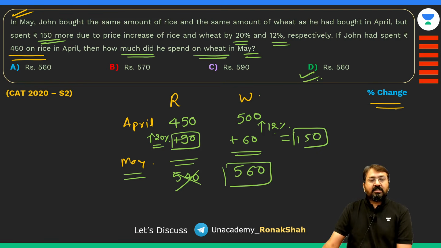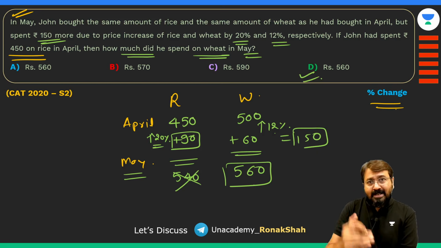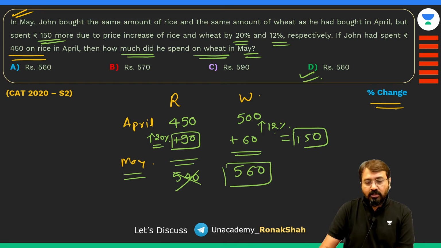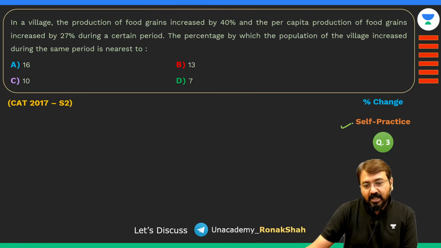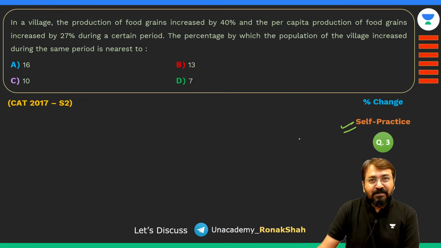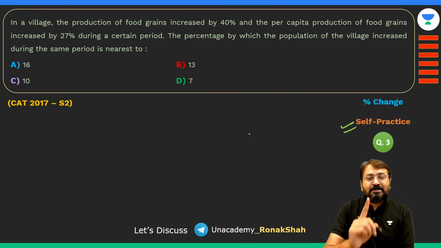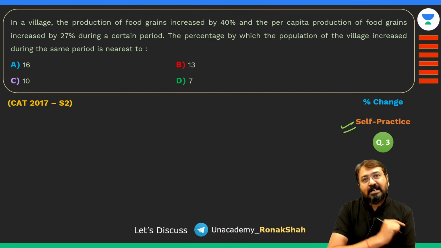Very simple question, 2020 slot 2. Have you understood? If you go step by step, I'm sure you will be able to solve the question. Let's take one more question if we have. Oh no, this here is a question for you to do. It's a self-practice question. Please make a point to post your answer in the comment section.